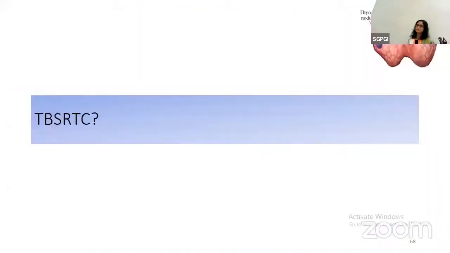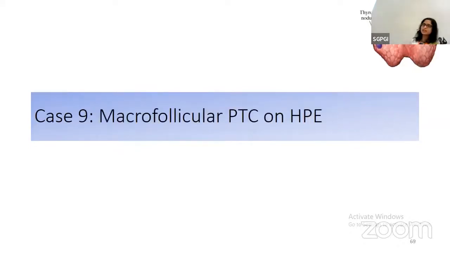I would say category 5. No, this is not category 5. This will be AUS, or you can even call it category 2, depending upon how much atypia you have. Again, this was a case of macrofollicular PTC on histopathology examination.